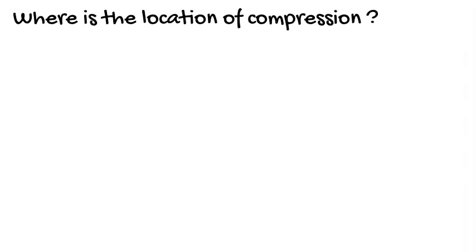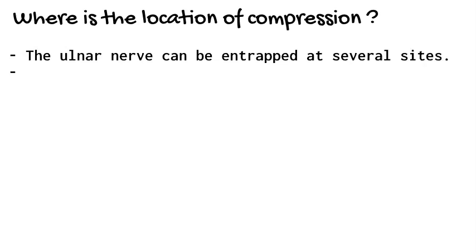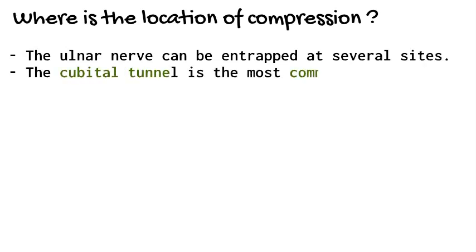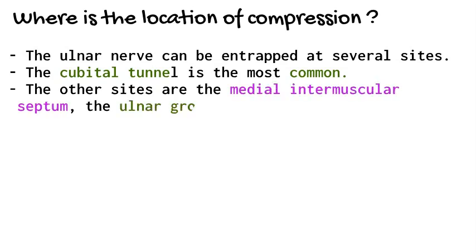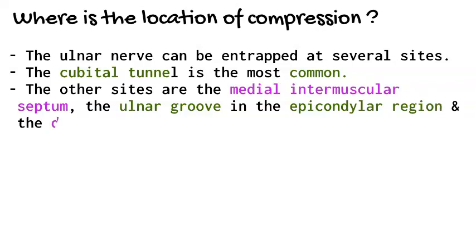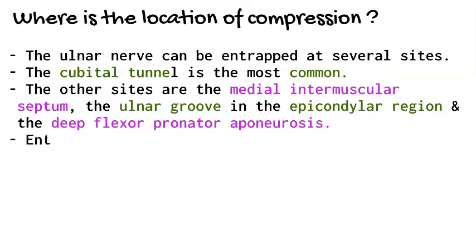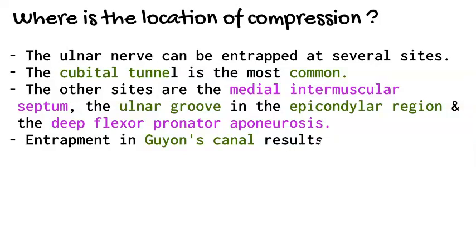Where is the location of compression? The ulnar nerve can be entrapped at several sites. The cubital tunnel is the most common. The other sites are the medial intermuscular septum, the ulnar groove in the epicondylar region, and the deep flexor pronator aponeurosis. Entrapment in Guyon's canal results in ulnar tunnel syndrome.